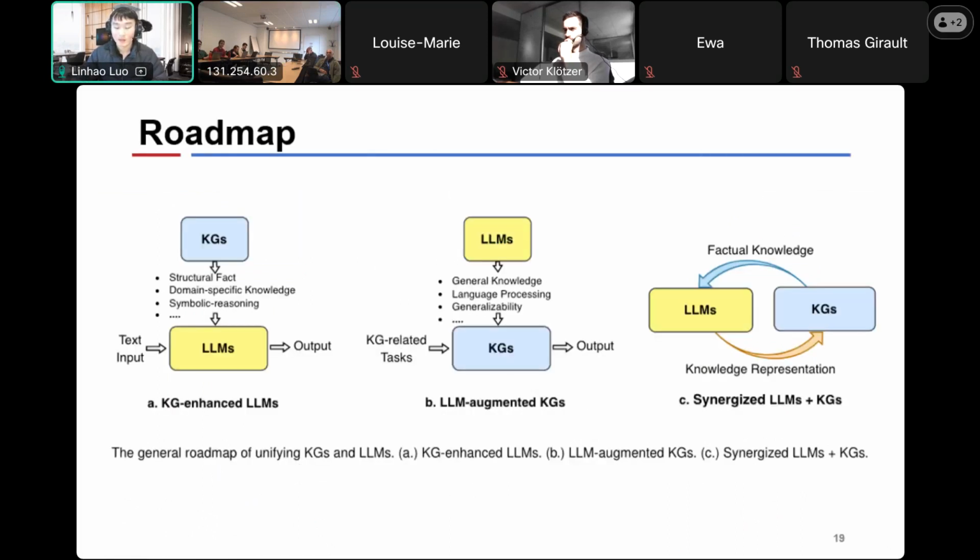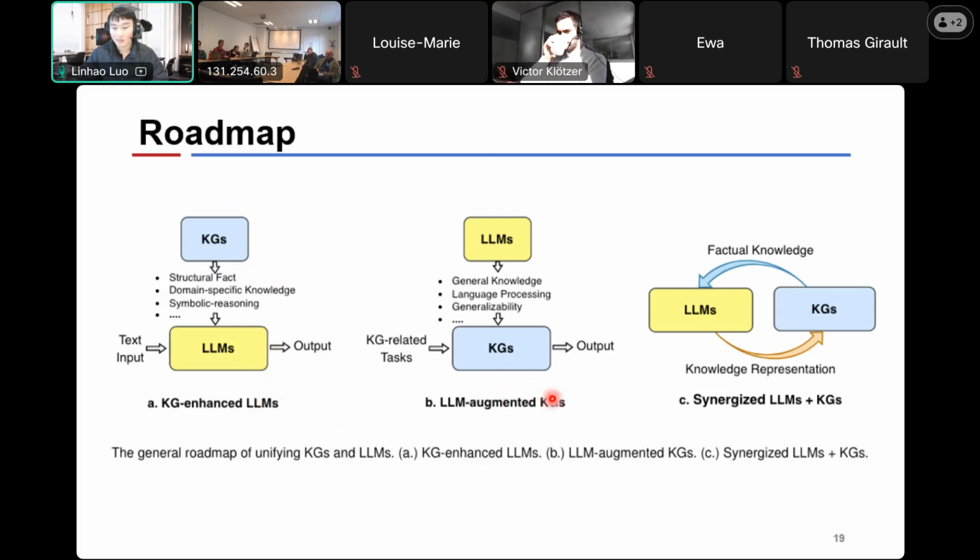And here are the three roadmaps I have presented. Like I mentioned, for the KG-enhanced LLM, the structural facts and domain-specific knowledge in the knowledge graph can be used to enhance the ability of the large language model to address the hallucination problems or black box issues.